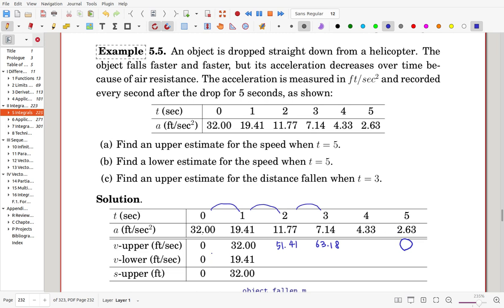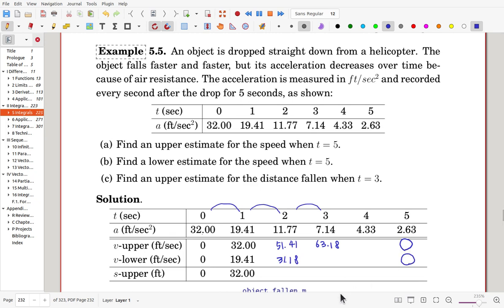How about the lower estimate for the velocity? Okay, for the first subinterval, the velocity at the beginning and at the end of the first interval is given here. So you have to choose the smaller one, which is 19.41. So we put it here. Now, for the second subinterval, the lower estimate must use the lower value. So add them. That is 31.1 and so on. If you reach the end, then that is the answer.